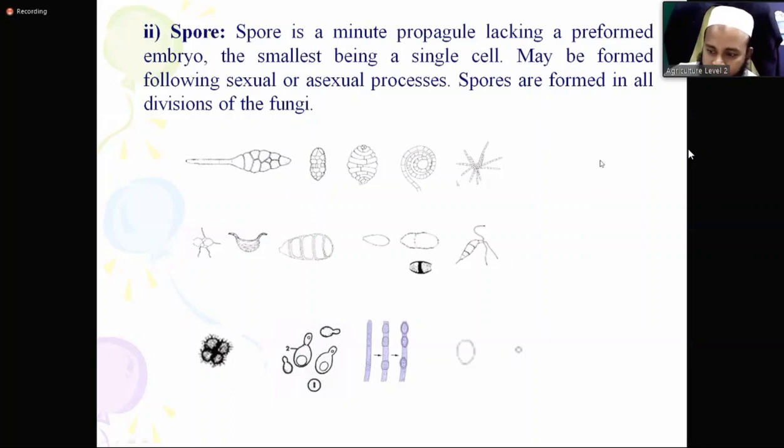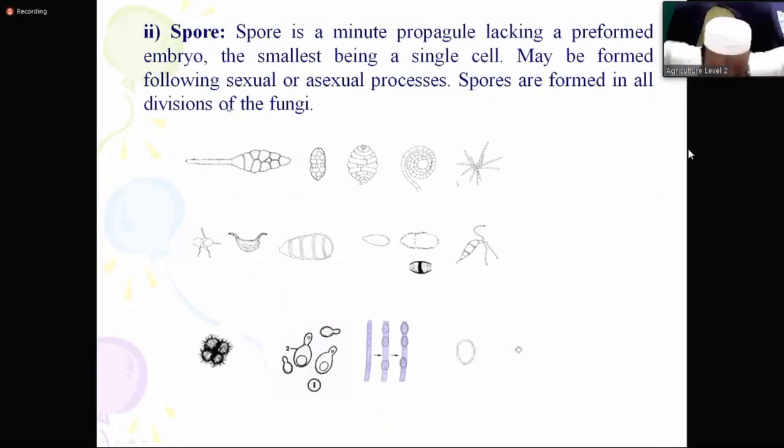So now spore. What is spore? Spore is a minute propagule lacking a preformed embryo. Minute means very small, tiny. Propagule is a unit which is used for propagation. So spore is a minute propagule lacking a preformed embryo.